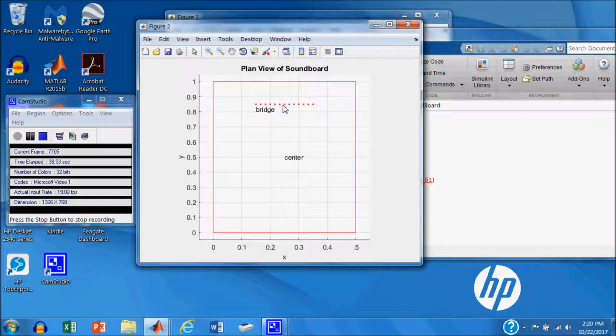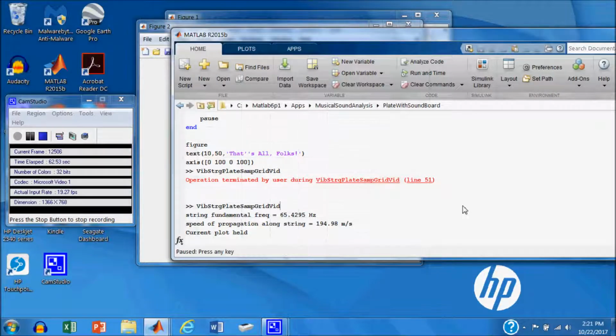The string that's attached to the bridge is designed to be something like a C2 key string. It's got a first harmonic, or a fundamental, of 65 hertz. And then here's the center of the soundboard. We'll take a look at how the dynamics behave there. Okay, let's start it.